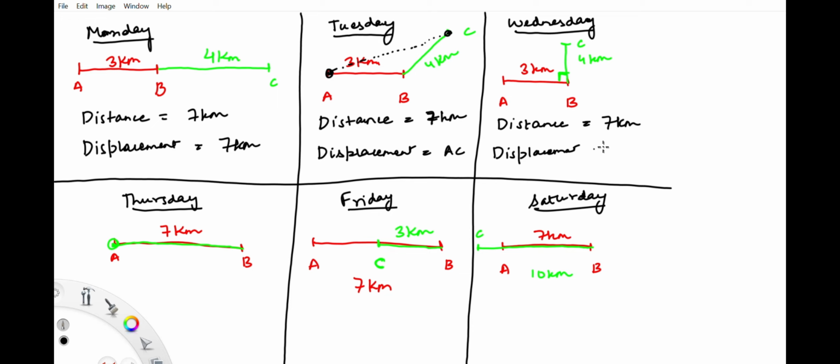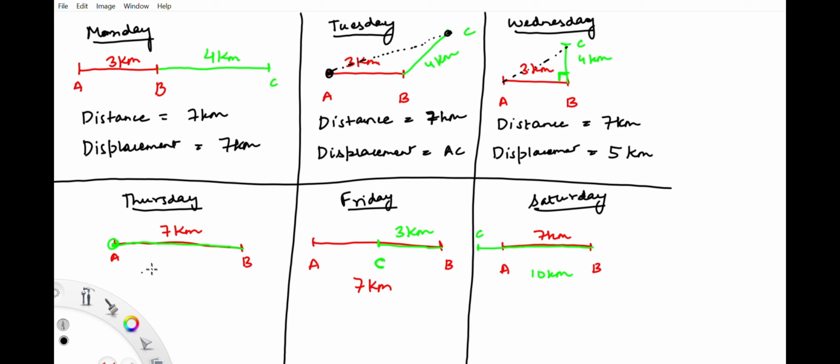So if I am to calculate the displacement, it is side AC, which you can calculate using Pythagoras theorem, and that is nothing but the square of hypotenuse is equal to the square of the altitude and the square of the base added together. So AC is square root of 3 square plus 4 square, which is 9 plus 16. Square root of 25 gives me 5 over here. So displacement is 5 kilometers.